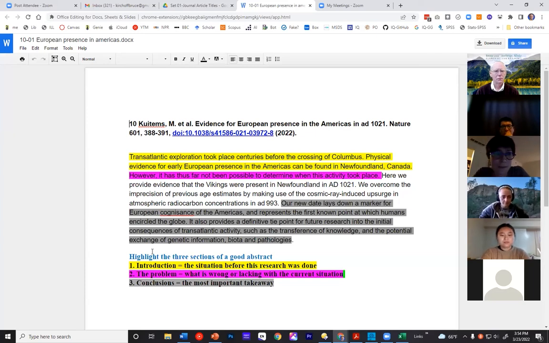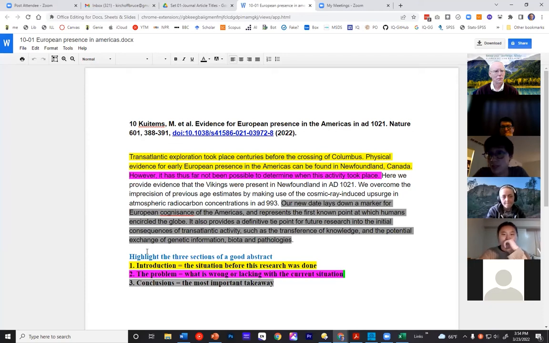And then really clearly, the problem sentence right there is, "however, it has thus far not been possible to determine when this activity took place." So it's a really clear problem sentence. Then a really short couple of sentences on how they address this question, and the result. And the last two sentences we thought were the important takeaways.